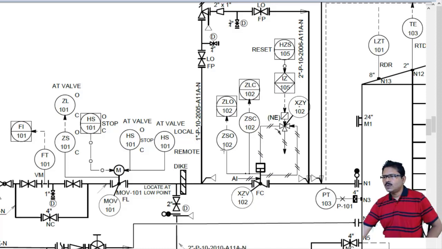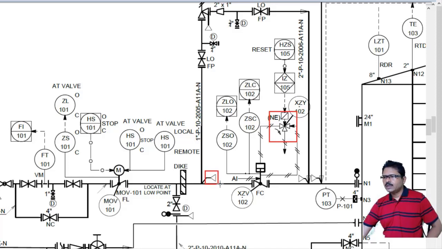Here ZSO102 and ZSC102 are attached with this valve locally, as well as the signal from here might go to the control panel, and the control panel devices are ZL0102 and ZLC102. Here this three-way valve might be operated remotely, and the remote instrument is here. This is the controller or PLC. From the control room or control panel or from the PLC, the signal comes to operate this three-way valve.